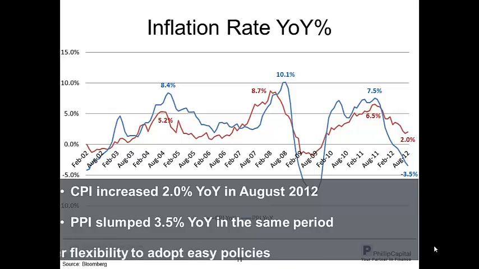This drop in inflation rate allows greater flexibility for the Chinese government to adopt easy monetary and fiscal policy in a slowing economy.